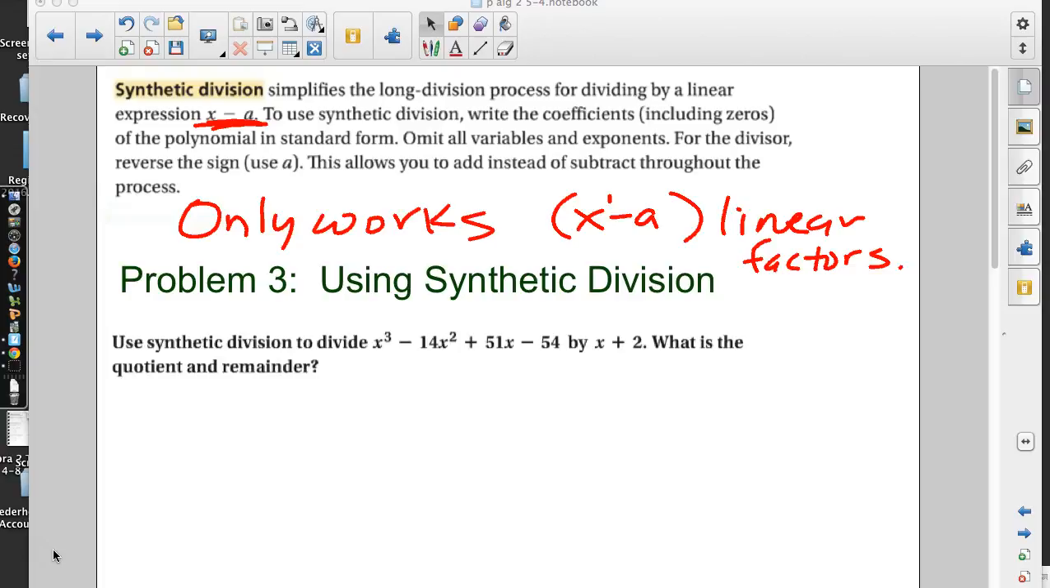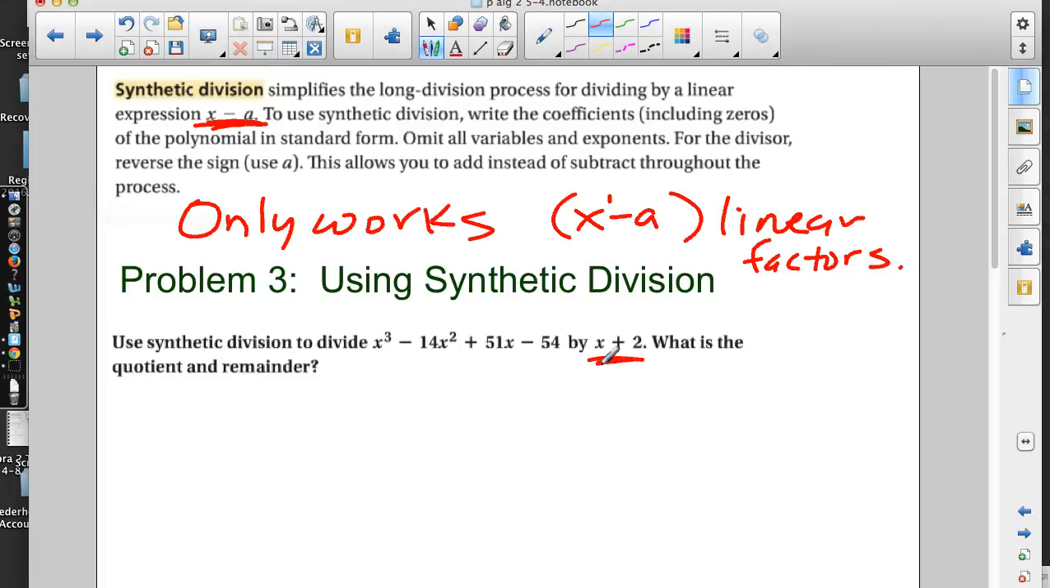So use synthetic division to divide x cubed minus 14x squared plus 51x minus 54 by x plus 2. What's the quotient and the remainder? Yesterday we would have done this by long division. We don't need to do that anymore. They just told us use a in this linear factor. So using a means using the 0. And we know the 0 for that would be negative 2.